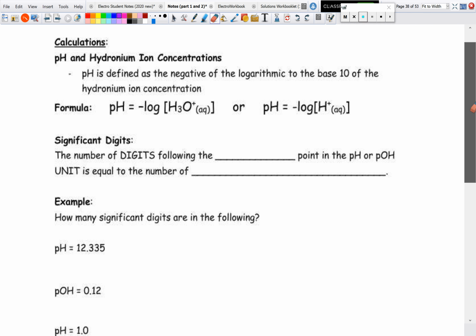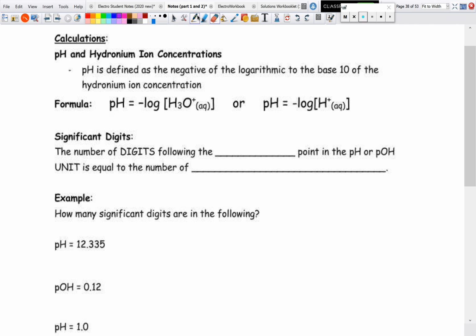All right, welcome back. So for this lesson, we are just going to be looking at how to calculate pH and pOH. So of course, this is just a way around the concentration of hydronium or hydroxide inside of an acid and base solution.